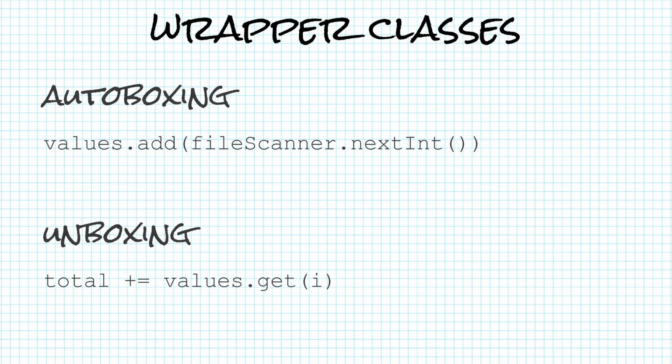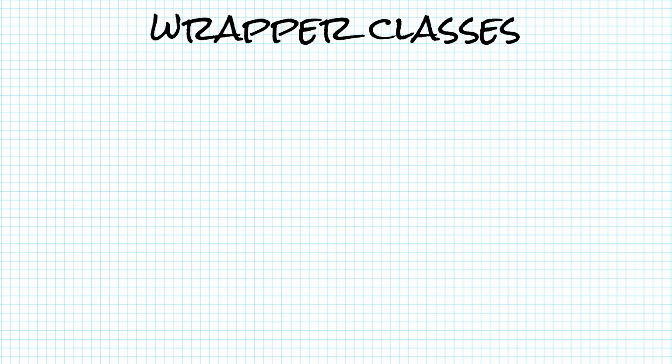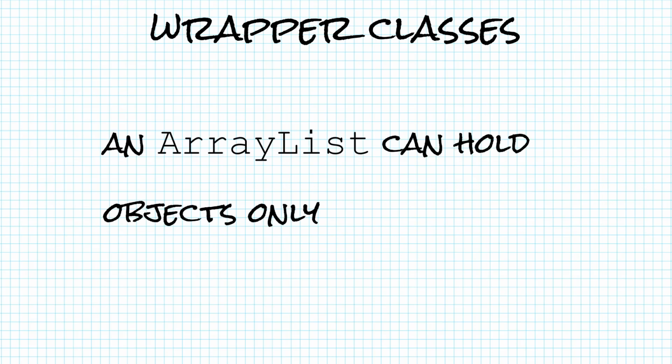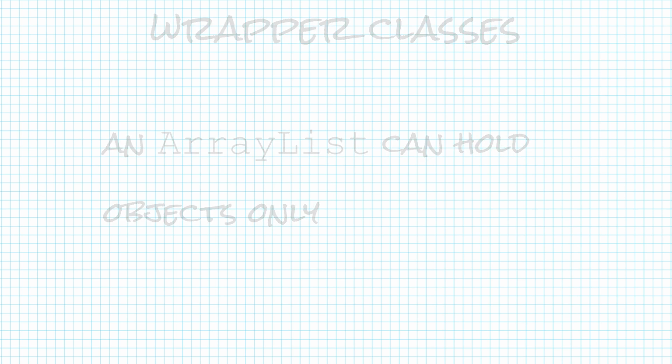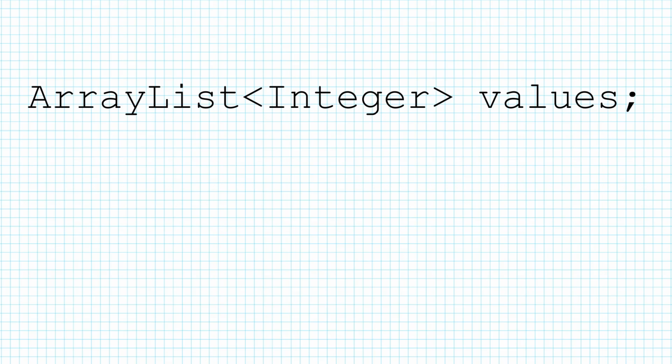Behind the scenes, Java handles the conversion for you. And the reason we need to use a wrapper class here is because the elements in an ArrayList cannot be primitives. They must be objects. But there are wrapper classes for every primitive type, and with the autoboxing and unboxing, you can treat them like primitives. Now let's talk about the angle brackets.